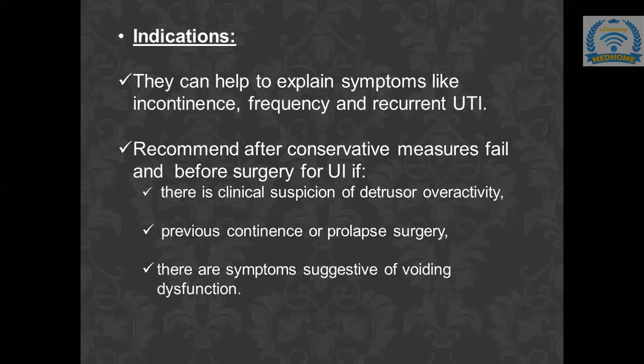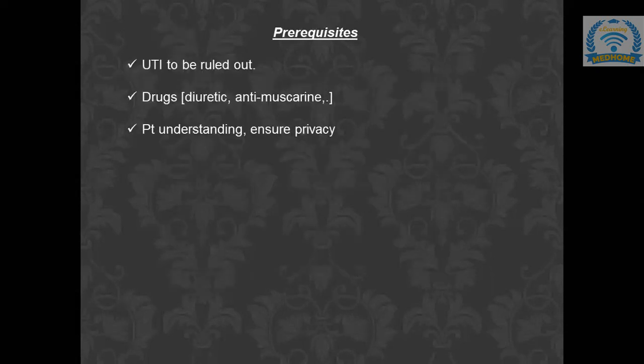Now, in terms of prerequisites, we need to explain the procedure to the patient. We need to maintain her dignity and respect. In the history, we need to ask her about symptoms of urinary tract infection, and if there is any infection, we need to treat it. We also need to take the history about drugs, especially diuretics and antimuscarinic drugs.